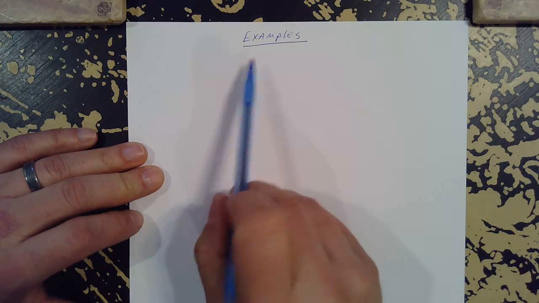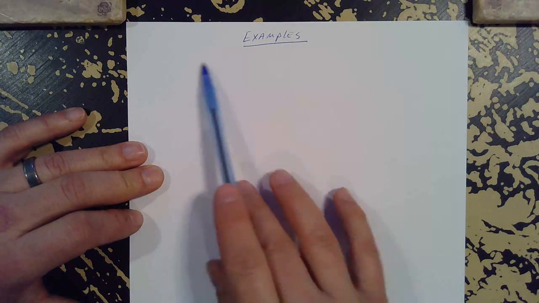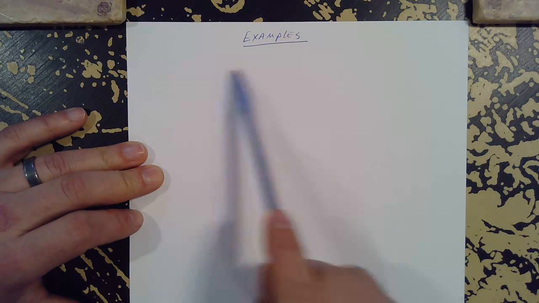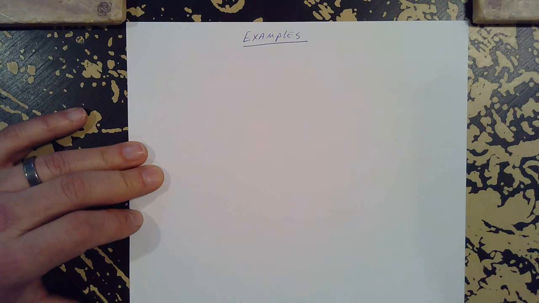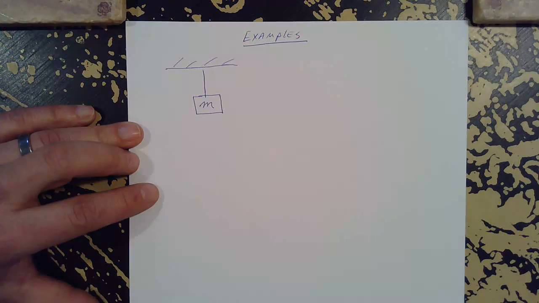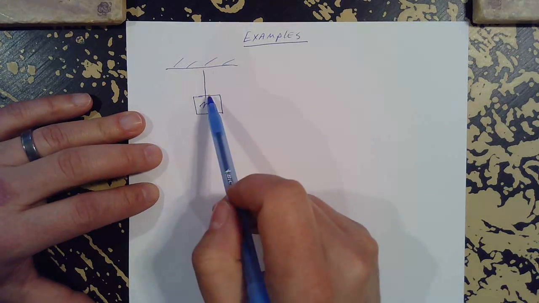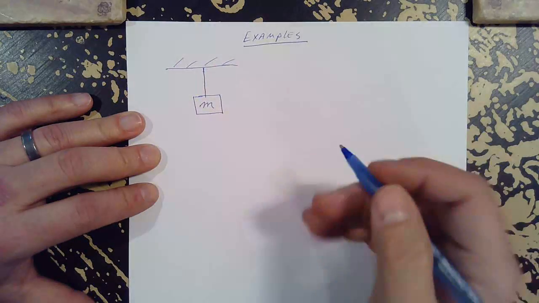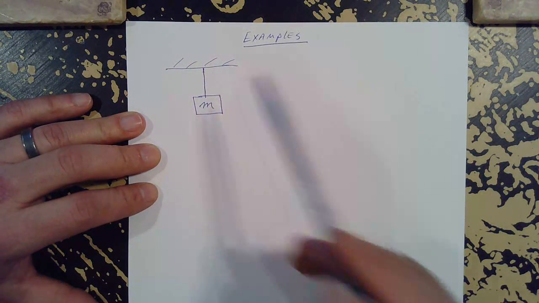All right, now I'm just going to give you a few other examples. I'll draw the sketch of the actual situation, and then I'll show you the end result force diagram or free body diagram. So this first example, what if we took a mass, tied it to a string, and then tied the other end of the string to the ceiling and just let it hang there? So this would be a sketch of the actual situation.